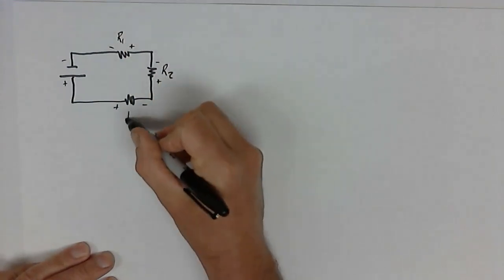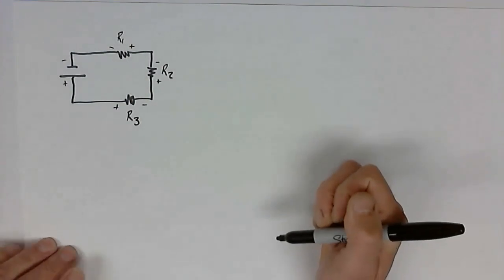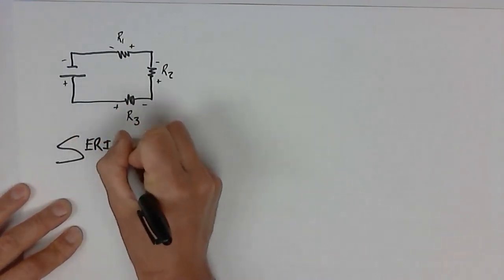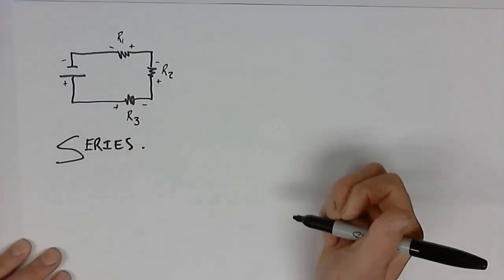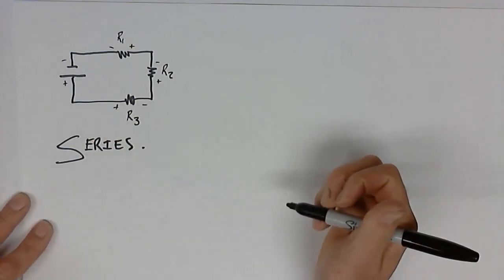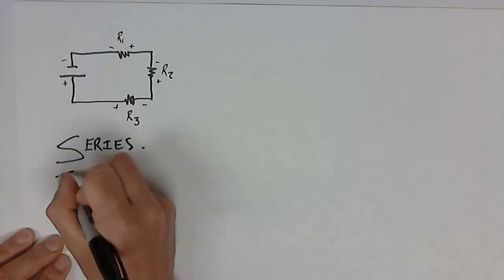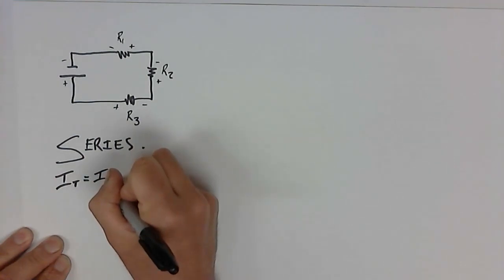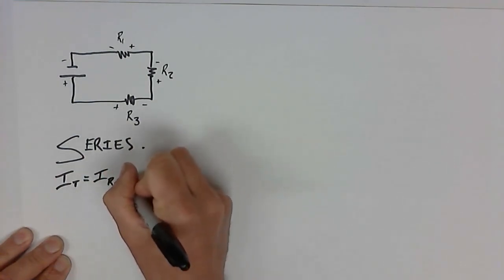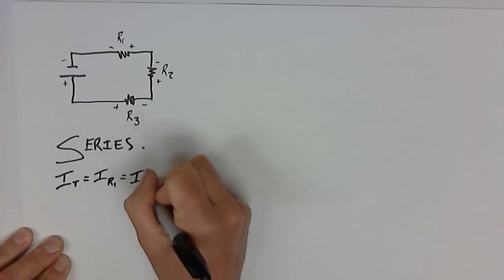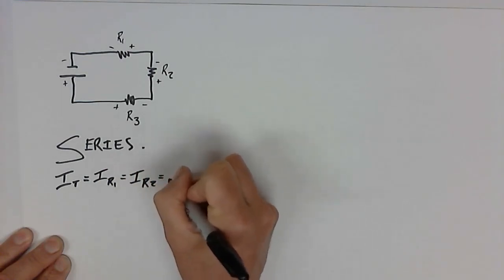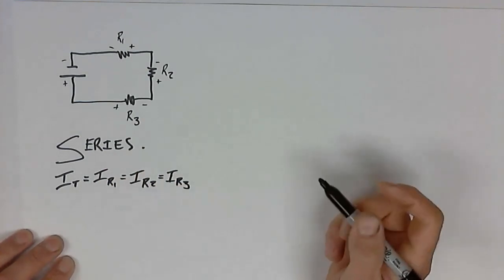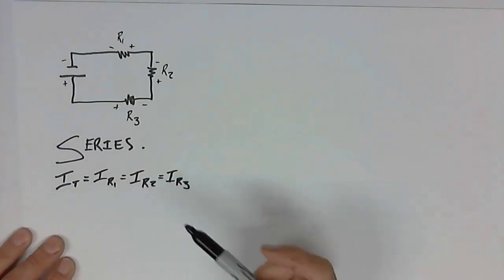R2, and R3. Some of the circuit rules for series are, well, first things first, how about current? I total, as in the total current in the circuit, is equal to the current that flows through the first resistor, equal to the current that flows through the second resistor, and equal to the current that flows through the third resistor. I total is equal to I1, I2, and I3.